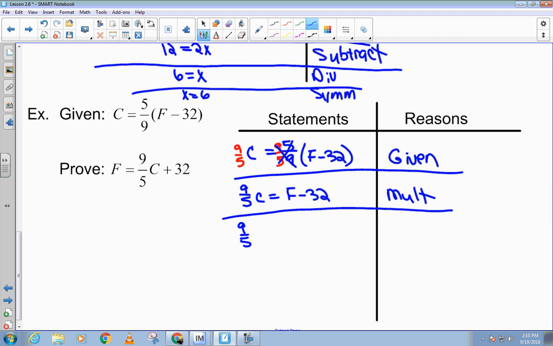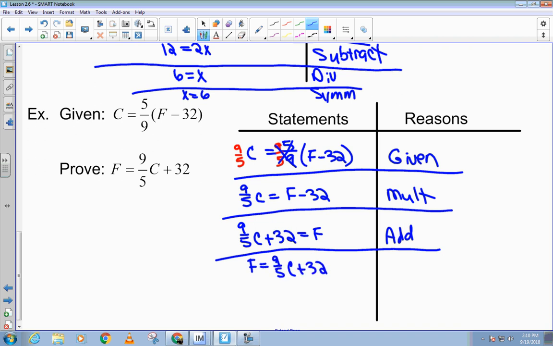So that would be 9/5 C plus 32 equals F. And that would be addition. Okay? And then what would I do? Then you can reverse it. What's that called? Symmetric. So F equals 9/5 C plus 32. And you would use the symmetric property.